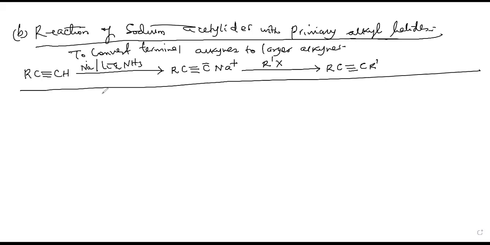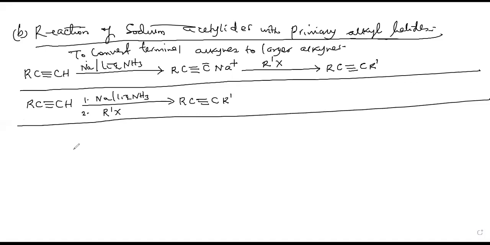Generally, one can condense this reaction. One can summarize it as RC triple bond CH, treated with the following reagents. Reagent number 1, sodium in liquid ammonia. And reagent number 2, RX, which is an alkyl halide, to form RC triple bond CR prime. So let's look at an example and you get what I'm really telling you about.